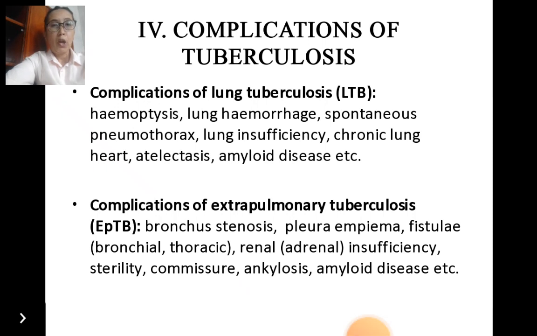Complications of tuberculosis. Complications of lung tuberculosis are hemoptysis, lung hemorrhage, spontaneous pneumothorax, lung insufficiency, chronic cor pulmonale, atelectasis, amyloidosis. Complications of extrapulmonary tuberculosis are bronchial stenosis, pleural empyema, fistula of bronchial or thoracic, renal insufficiency, sterility, commissure, ankylosis, amyloidosis, and others.